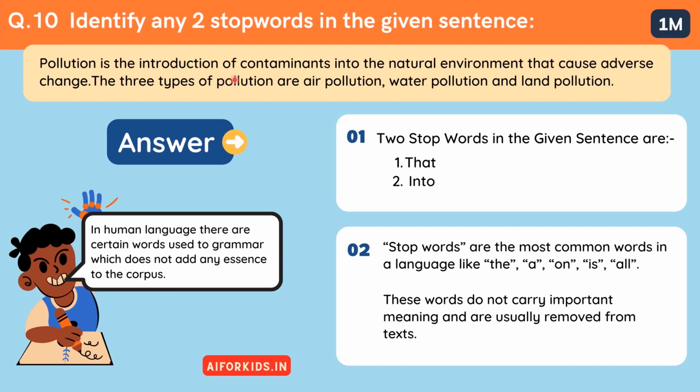Okay, now let's see the given sentence. Pollution is the introduction of contaminations into the natural environment that cause adverse change. The 3 types of pollution are air pollution, water pollution and land pollution. Okay, so the 2 stop words we were able to find in the sentence are that and into. There are so many. You can take is, the, of. Okay, we have mentioned 2 here. Now in this second point also, we have defined stop words. Stop words are the most common words in a language, like the, on, is, all. These words do not carry important meaning and are usually removed from the text. Okay, so this was question number 10.